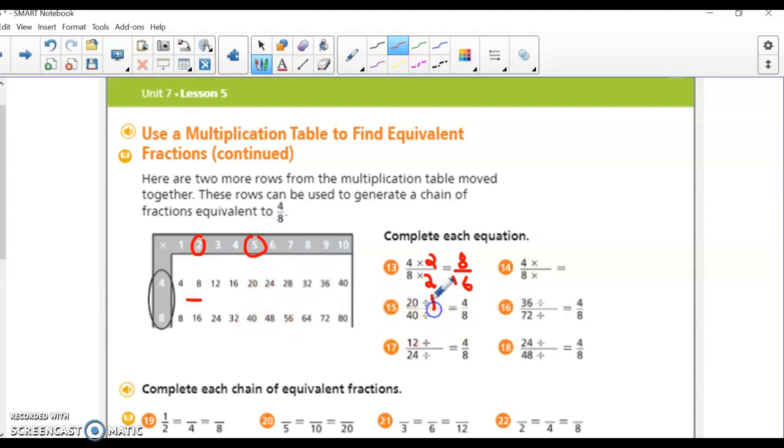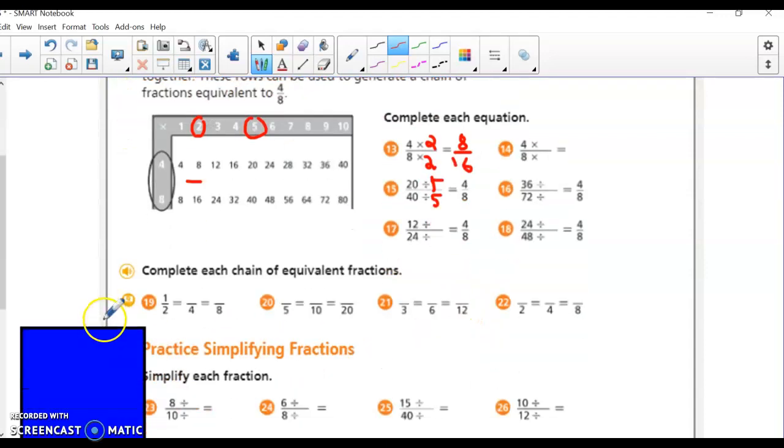So the top and the bottom have to be the same to be equivalent. You have to do the same thing at the top as you do to the bottom. So I know 20 divided by 5 was 4, 40 divided by 5 was 8. So that's how I got to 4/8 by 5/5. Okay? And then down here, you're going to find a chain of equivalents, right? So look at the pattern on the bottom. Whatever I'm multiplying by on the bottom is what I have to multiply by on the top. So this is very similar to what you were doing last week. So go from 2 to 4, times 2. In order to go from 4 to 8, times 2 again. So 1 times 2 is 2, and 2 times 2 is 4.